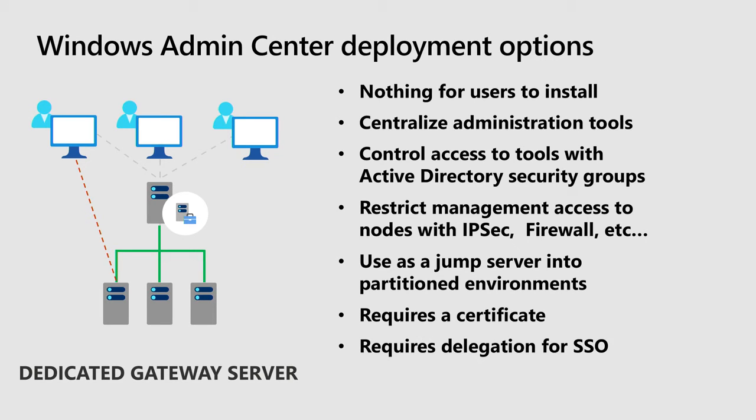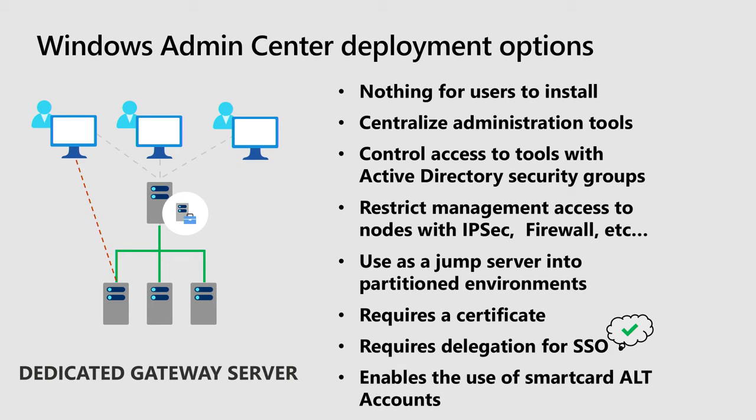There's the delegation. If you want to manage the end nodes, you need to configure delegation so the end nodes trust that gateway server for delegation. This is what changes the question mark to a green check. And when you're in gateway mode, it enables the use of the smart card alt accounts.